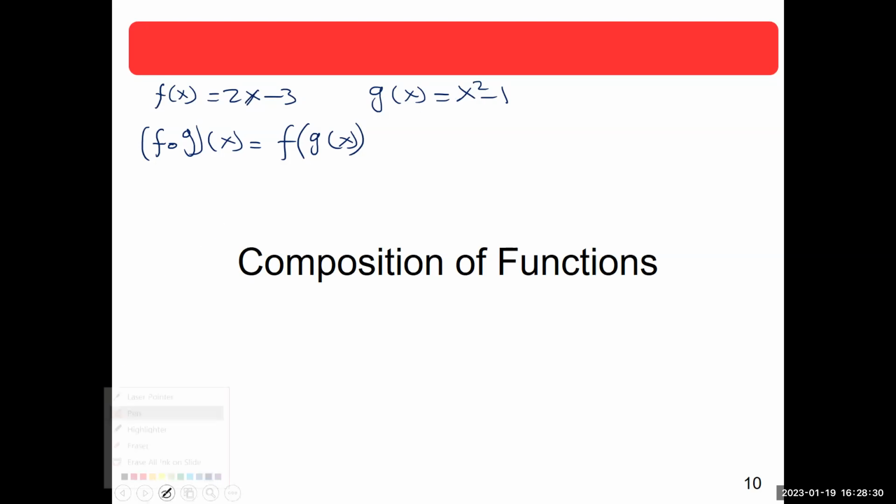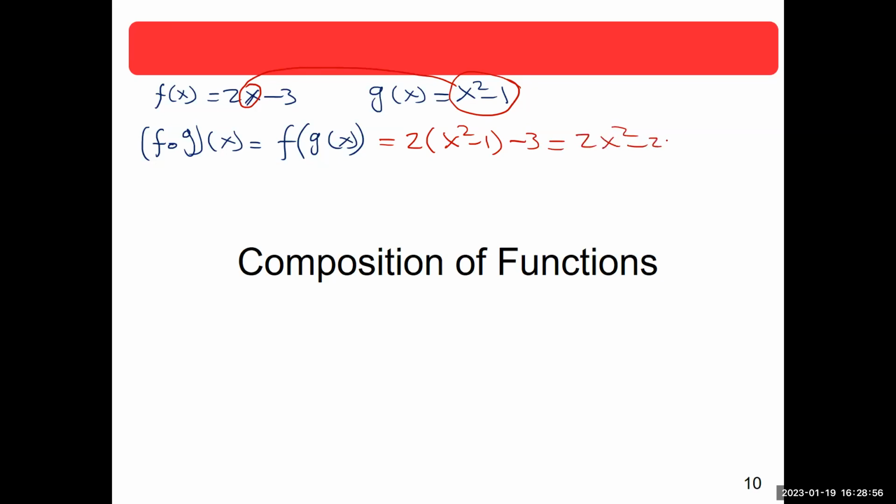So basically what we're going to do is take this and plug it inside of this x. So 2 multiplied by x squared minus 1. This x disappears, and we replace it by x squared minus 1, minus 3. Then you get 2x squared minus 2 minus 3. And this will be equal to 2x squared minus 5.